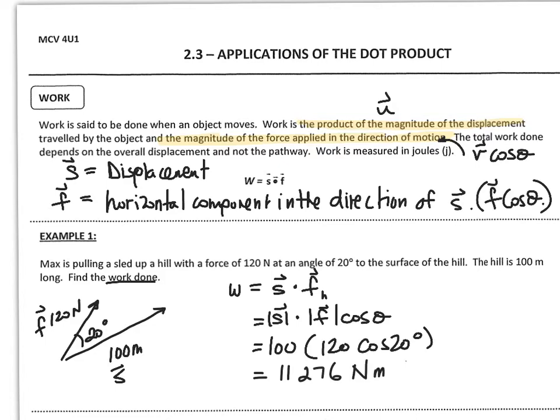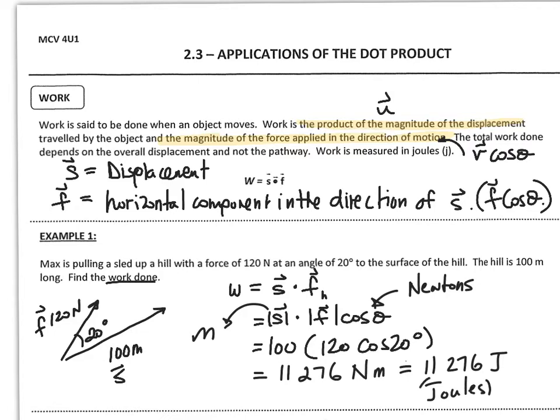Why is it newton meters? Well, this part in here, the horizontal component of our force vector, is in newtons, and then this is in meters. For our units, that's why we get newton meters. And what they do with newton meters is call them joules, so 11,276 joules is another way to represent newton meters. That's spelled like that. So that's our first example there.